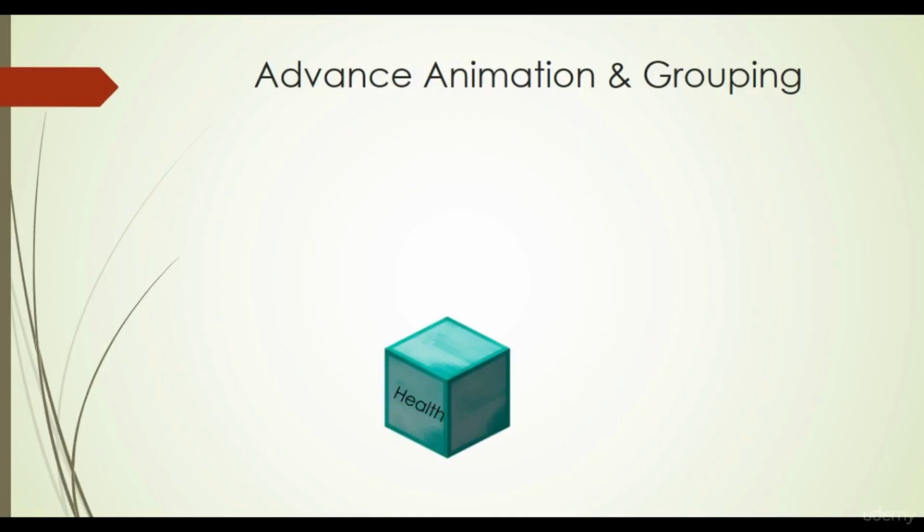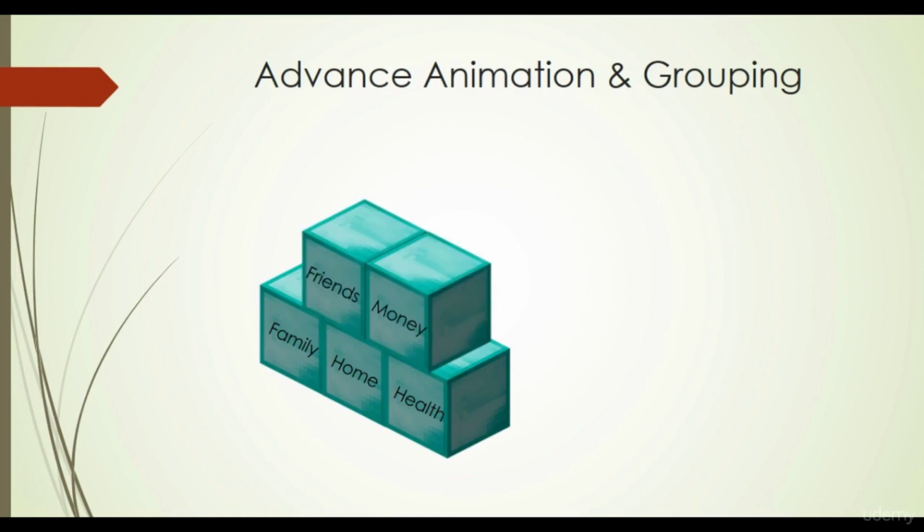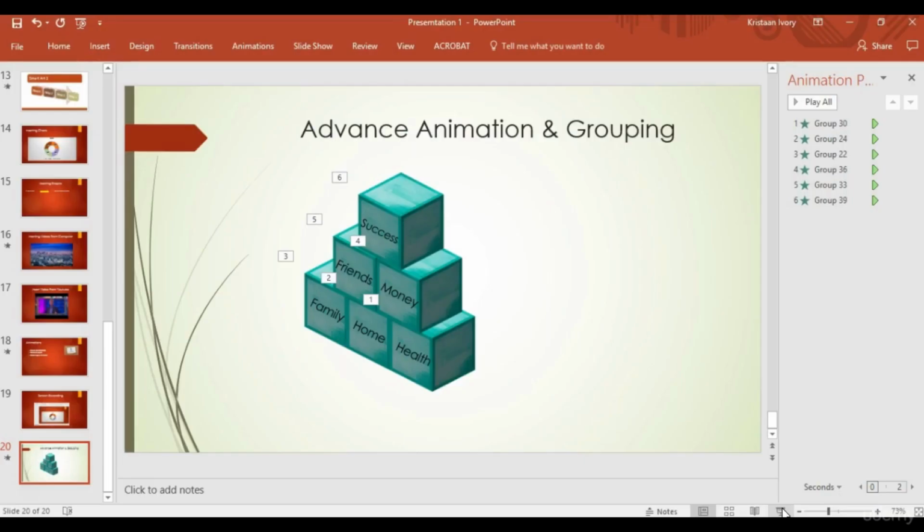By clicking each arrow, you'll have a building block with the words over it, and these are our foundation to what we think an important life might be. So family, home, and health at the bottom, and money and friends to support yourself and success in whatever you're doing is the top of our building blocks, our pyramid. But you need the family, home, and health to support everything else. So let me show you how to build something like this.